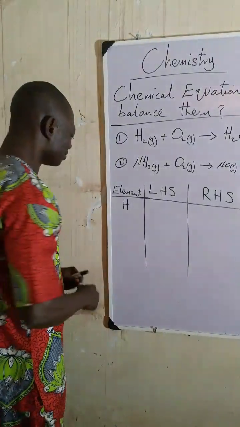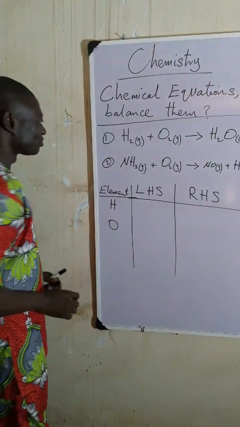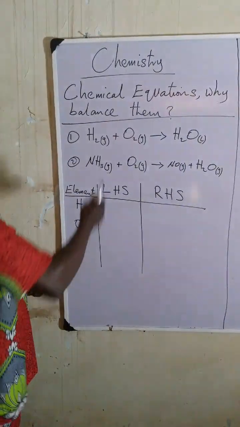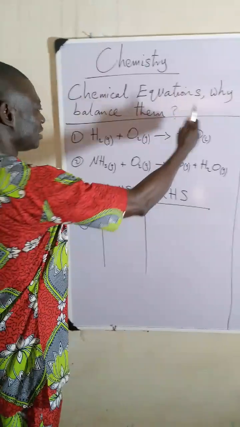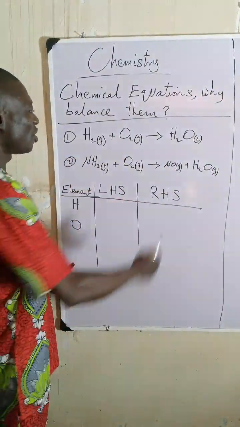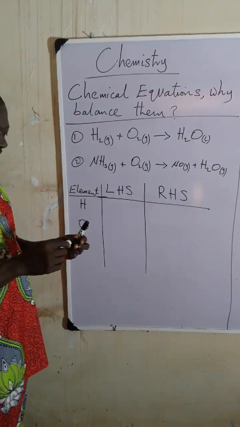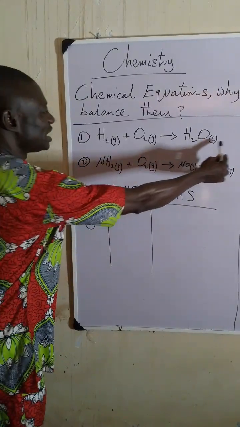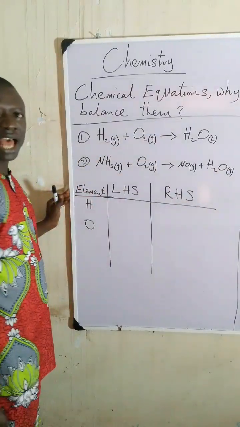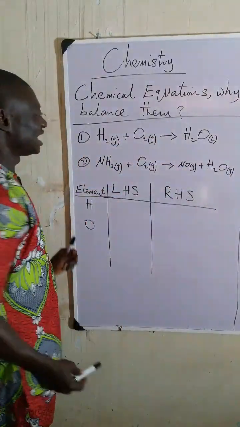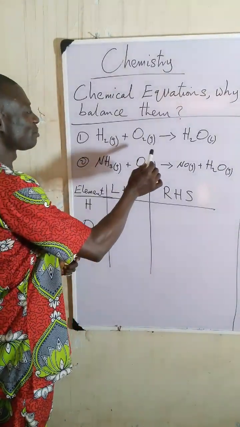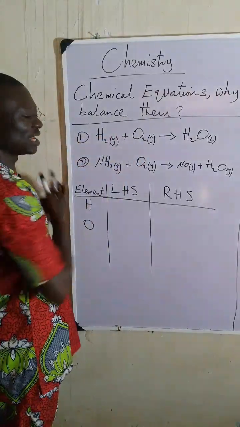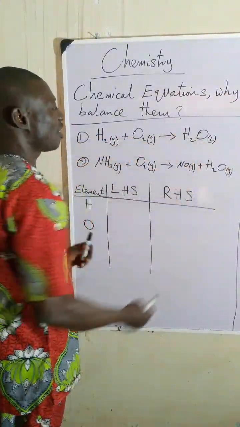What of oxygen, O? On the reactant side, we have oxygen 2. On the product side, we have oxygen 1. You can see that one oxygen is missing on the product side, which is the right hand side. Therefore, we have to do something to make sure that the same 2 oxygen we have on the left will be what we have on the right.